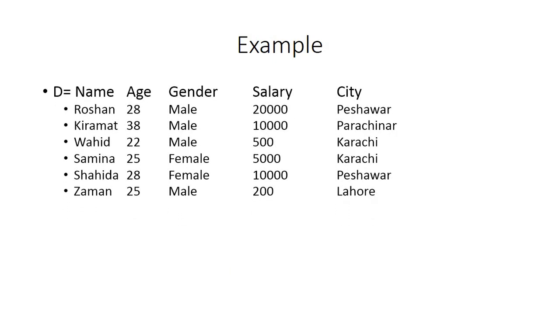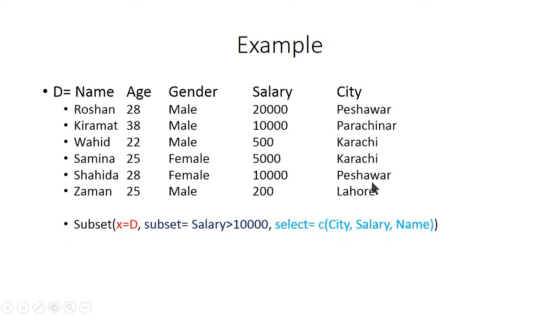For example, you have a data frame. The name of this data frame, suppose, is D, and it contains a name column, a column of ages of these people, a column of gender, a column of salary and a column of city. Now you want to subset this data frame and select only those rows whose salary is greater than 10,000. If you look at this data frame, you will see that only one person has a salary greater than 10,000, and that is Roshan, whose salary is 20,000, and all other salaries are less than 10,000. And then you are telling R to select only 3 columns out of these 5 columns, so you want to keep only city, salary and name columns.